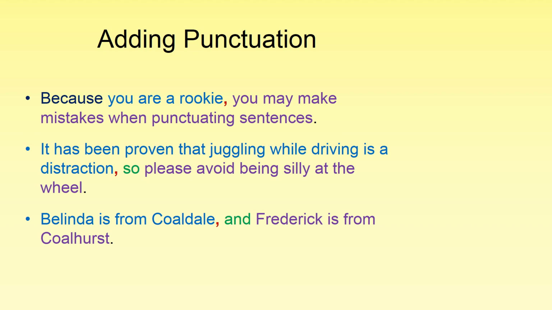Our last example, we have 2 short independent clauses. Belinda is from Coaldale, Frederick is from Colehurst. Originally, we just had a comma here, which would be a comma splice. What I have done for my answer is added a coordinating conjunction: and, but, or, for, nor, yet, so. So therefore, this one is functioning correctly, the same as our second example is.